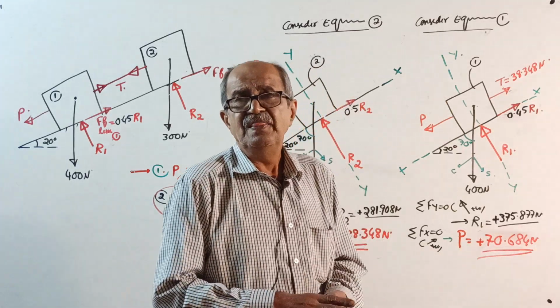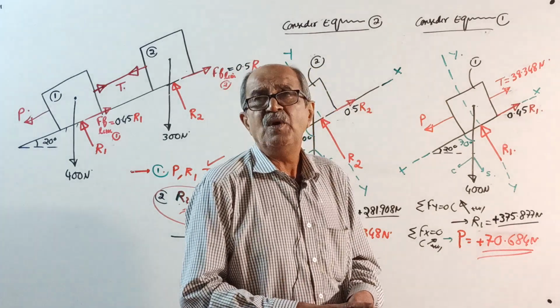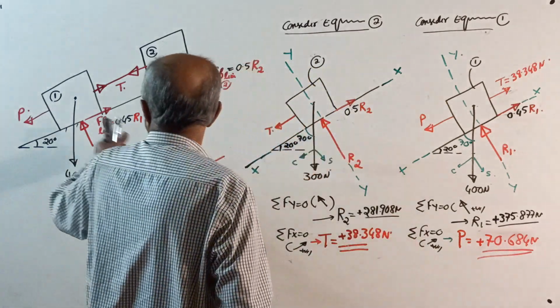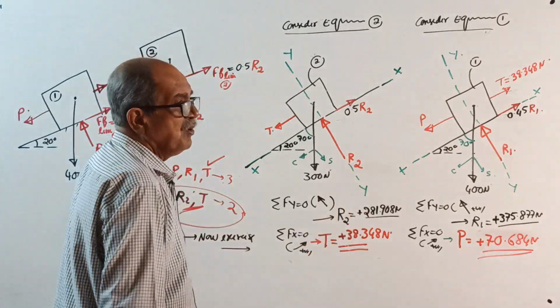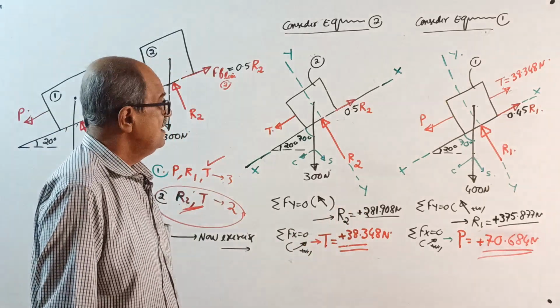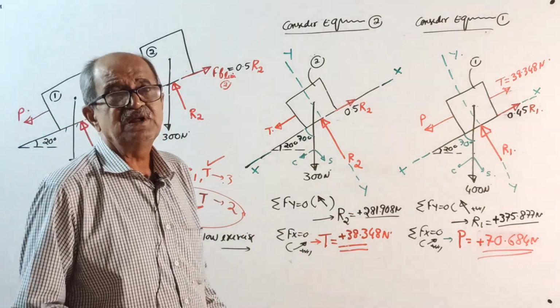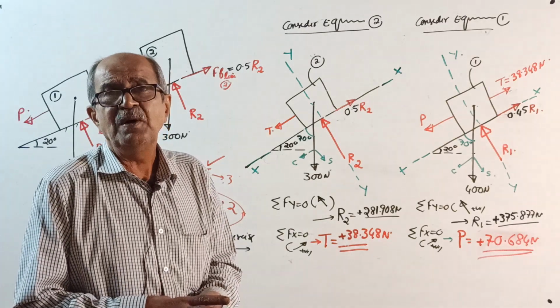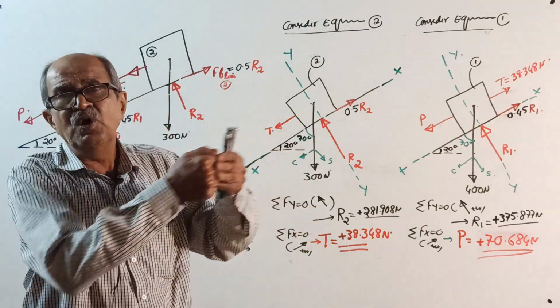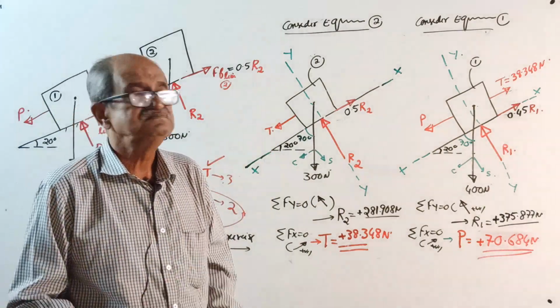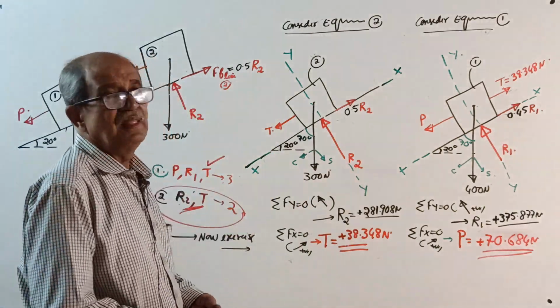Question is over. Therefore, the least force required to move the system down the plane is 70.684 Newton. Means when you apply 70.684 Newton, the system will be on the verge of coming down. If you apply a little more force, it will start sliding. Okay, this question is over. That's all.